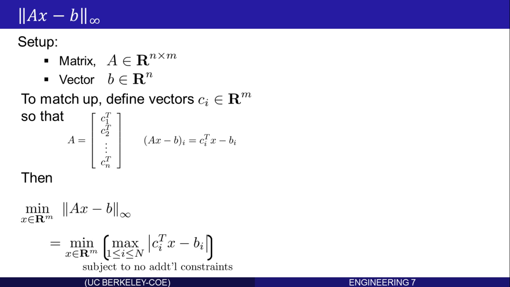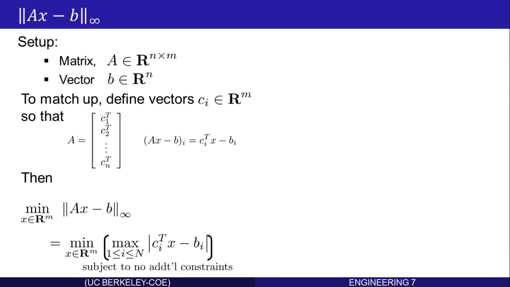Using this notation, the minimization over x of the infinity norm of Ax minus b is the minimization over x again of the largest entry of Ax minus b in absolute value, and we know that each entry of Ax minus b is of the form ci transpose x minus bi. So the absolute value gets the absolute value of the entries, and the max over all the entries gives us the infinity norm. And this is subject to no additional constraints. That is the problem. Find the best x to make Ax minus b as small as possible in the infinity norm sense.